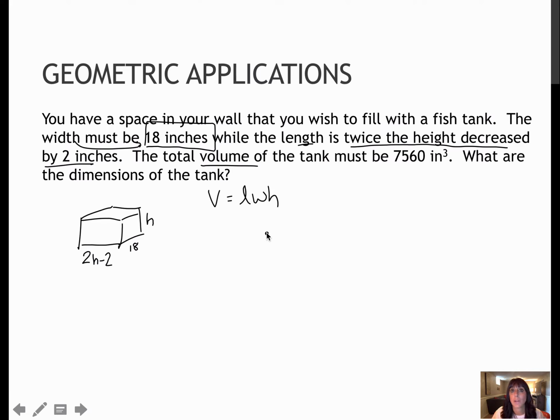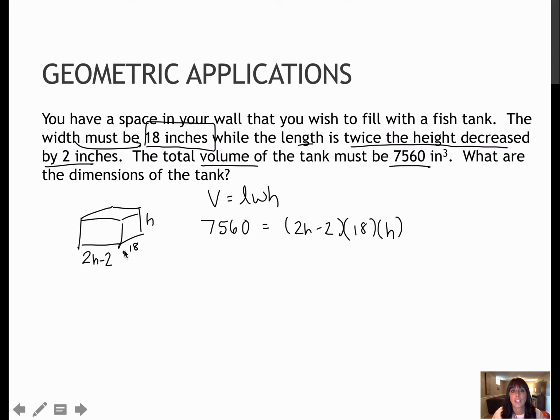So now we're just going to plug in the values that we know. I know that the volume is 7,560 cubic inches. I know that the length is 2h minus 2, the width is 18, and the height is h. So here's my equation.